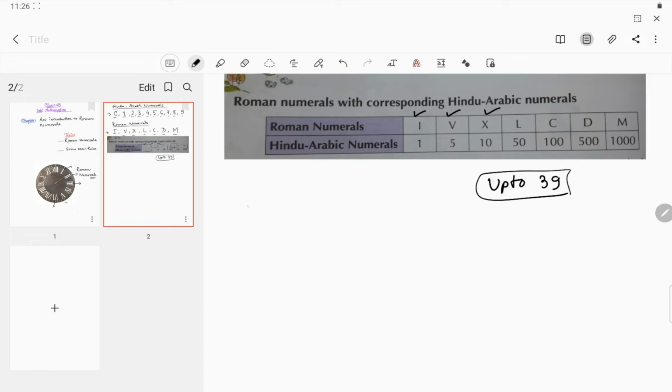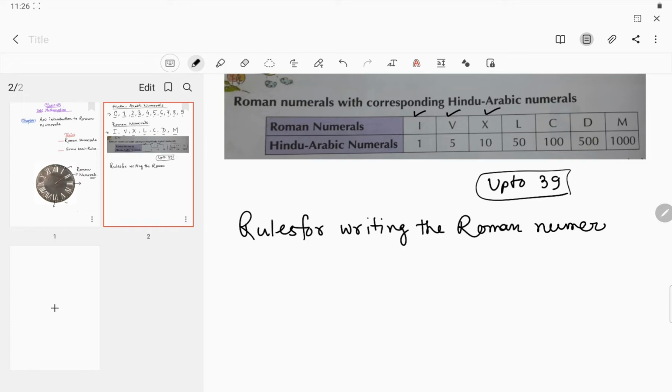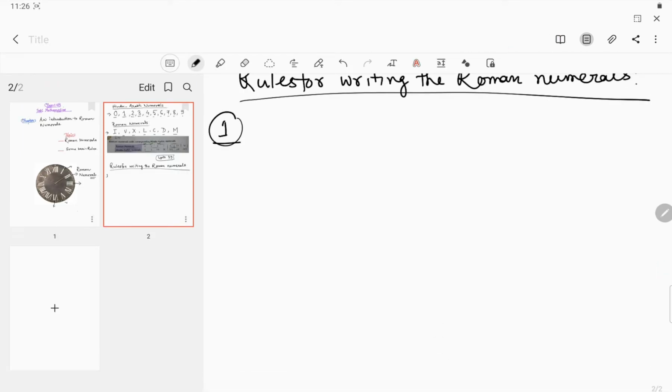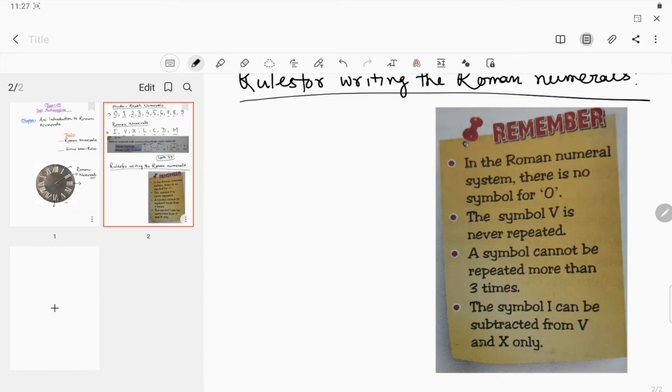So now we are going to discuss some basic rules, that is, rules for writing the Roman numerals. So you have to remember these rules, otherwise you can't write the Roman numerals, right? Before starting, you have to remember one thing: in the Roman numeral system there is no symbol for zero. So you have to remember.